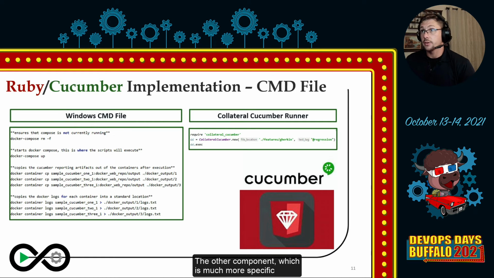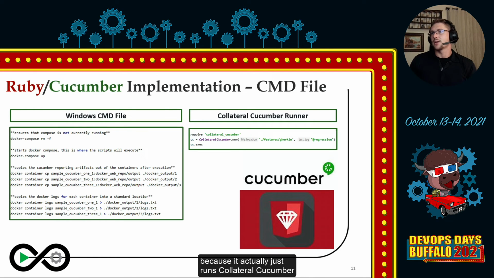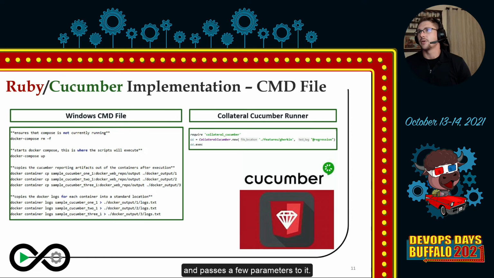The other component, which is much more specific, is the Collateral Cucumber runner. And that's much more specific because it actually just runs Collateral Cucumber and passes a few parameters to it.